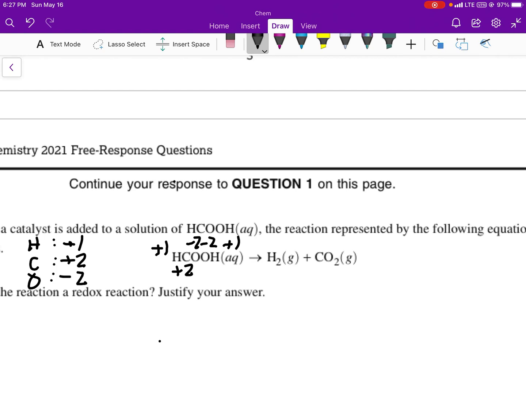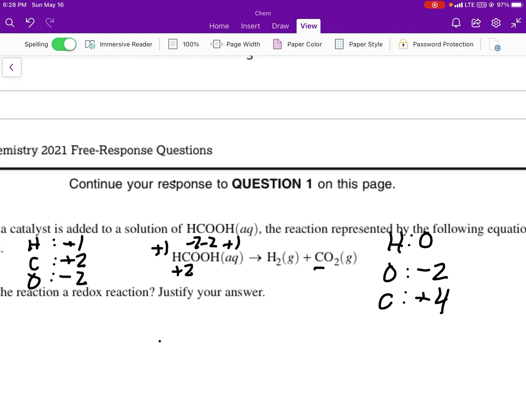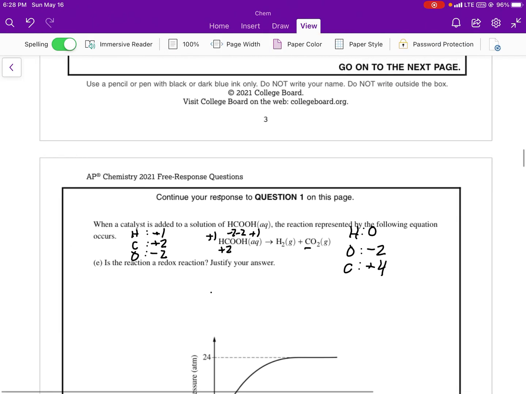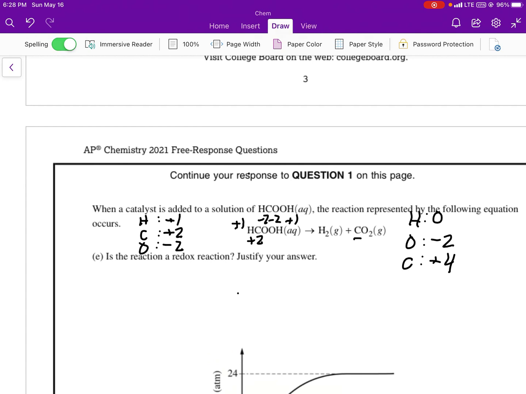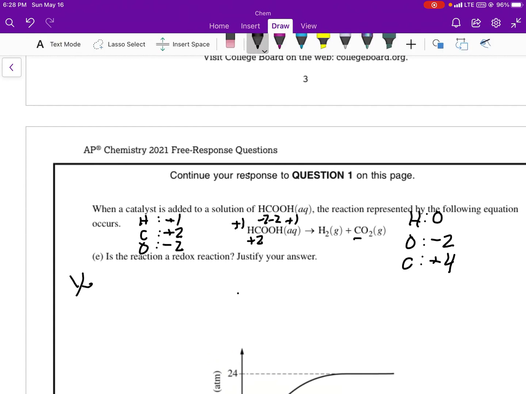Now in the products, the hydrogen, since it's a neutral species here, the oxidation state is 0. Now the oxygens are still -2 each. So now that makes this carbon +4. Now as you can see, the oxidation states of hydrogen and carbon have changed. So this is definitely a redox reaction. So you would answer yes.